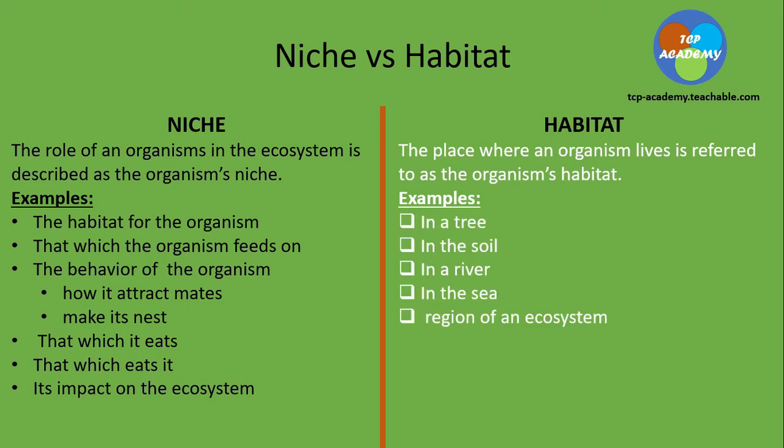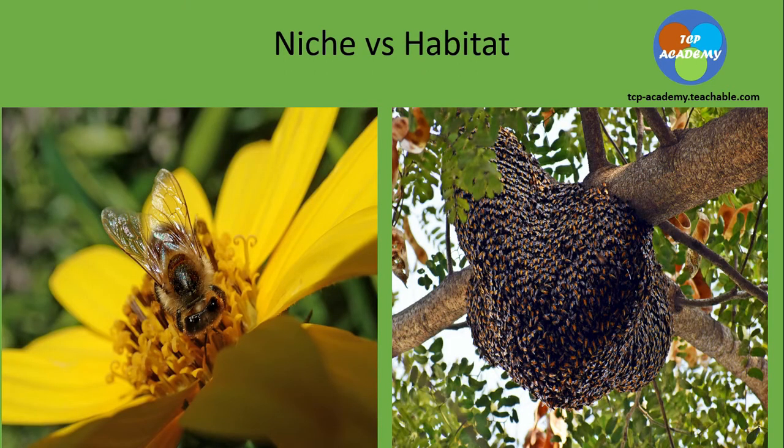Let's look at the examples for habitat. A habitat could be a tree, the soil, a river, sea, or regions of an ecosystem, as we're to look at a very hot, arid environment, a savanna, versus looking at a very cold region of the polar areas. Here we're looking at examples of niche and habitat. To you, which would be the niche and which would be the habitat?